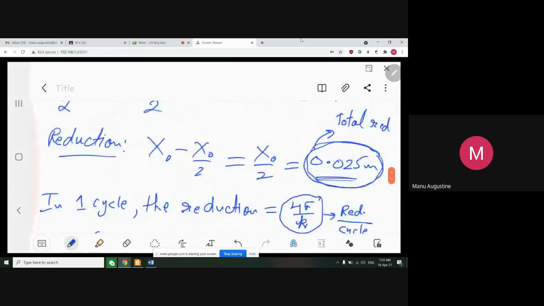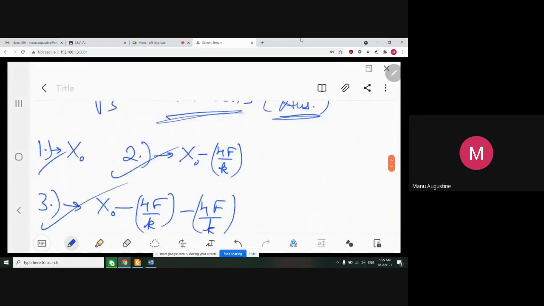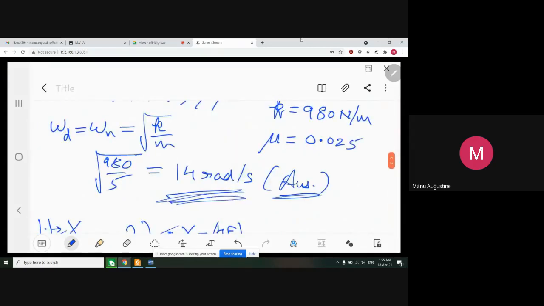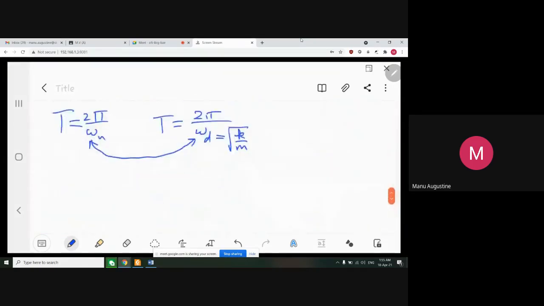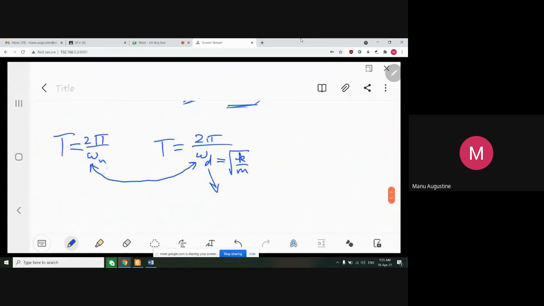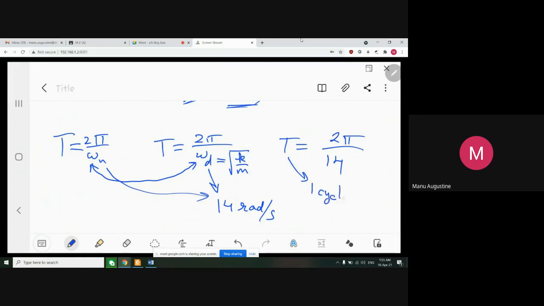ω_n देखें कितना निकला था. It was 14 radians per second. तो ये तो अपने पास ऑलरेडी है. Both of them are the same. It is 14 radians per second. तो आपका टाइम पीरियड कितना है? 2π अपॉन 14. अब ये जो T है, this is time taken for one cycle. टाइम पीरियड का मतलब ही यही होता है. In periodic motion or oscillatory motion, T is the time taken to complete one cycle.